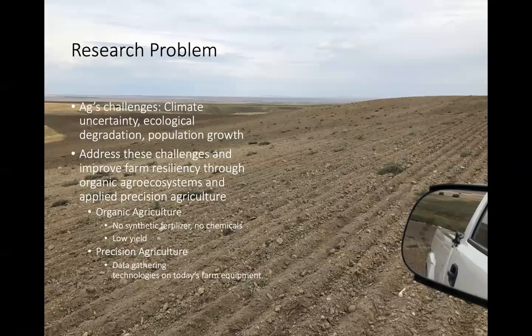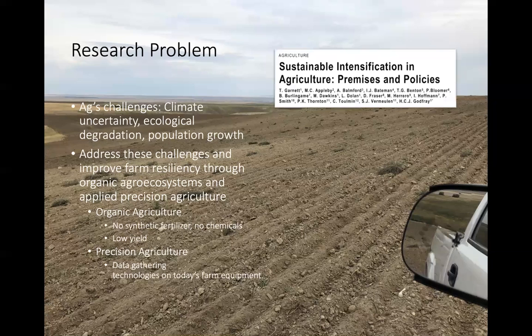So the research problem: ag's challenges, of course, are commonly known. Farmers are dealing with climate uncertainty, dealing with issues of ecological degradation due to farming practices, and then, of course, population growth is putting greater stress on ag more generally. And so there are different ways to address these challenges. One of the ideas that has come up recently is sustainable intensification. How can we sustainably intensify our systems to produce more, but also protect the environment?